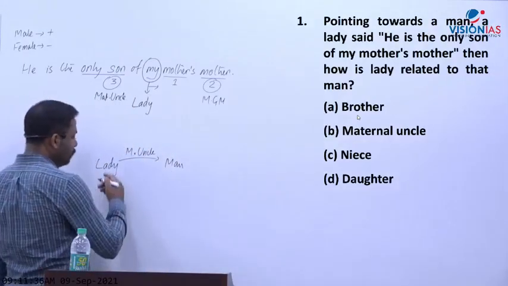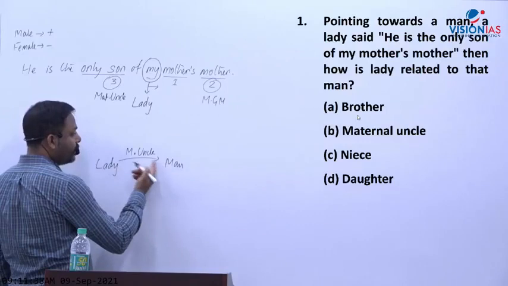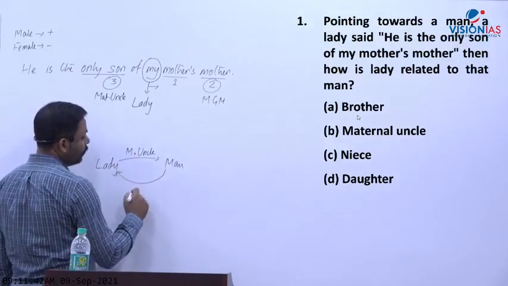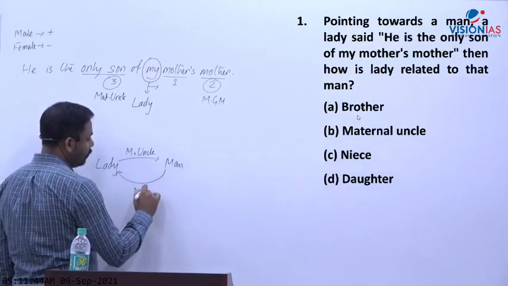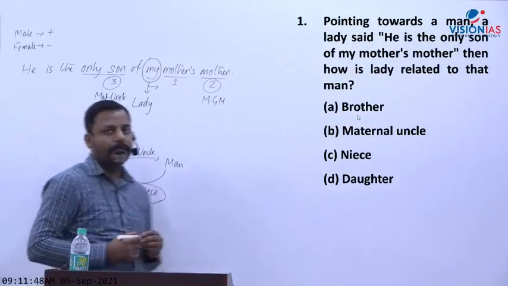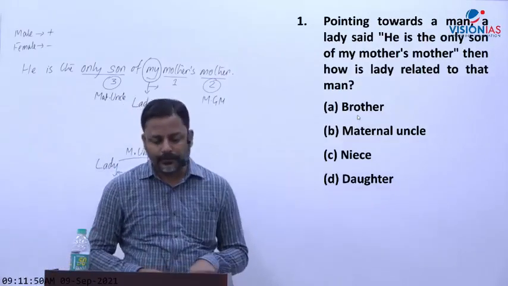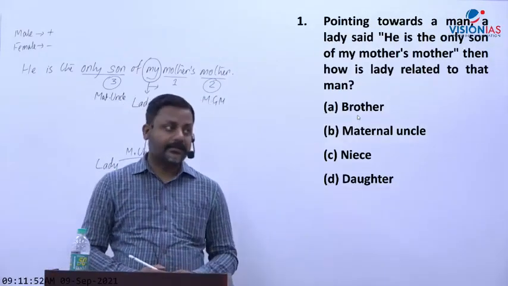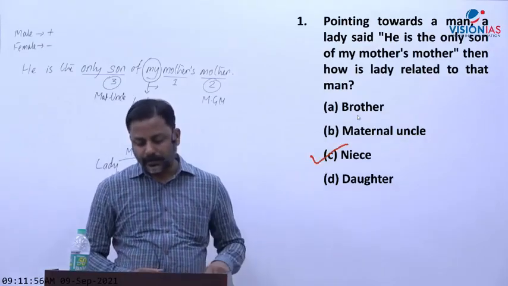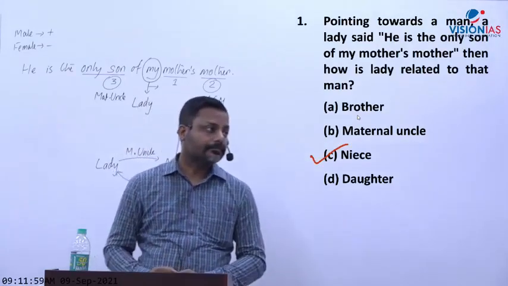So, the man is a maternal uncle of the lady. So, lady will be what? Niece of the man. So, here the correct answer is niece. Lady is niece of the man. So, man's sister's daughter is niece. So, the answer here will be niece.